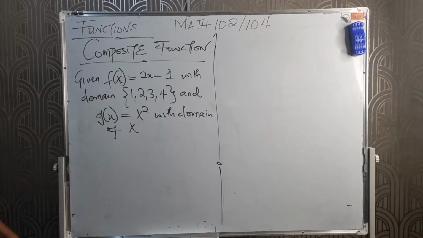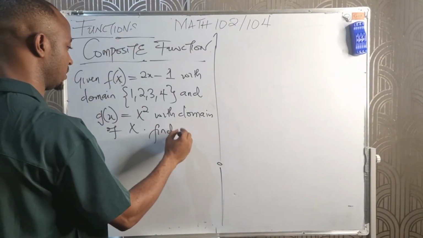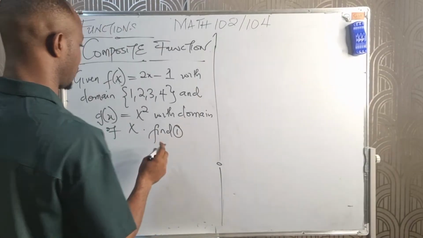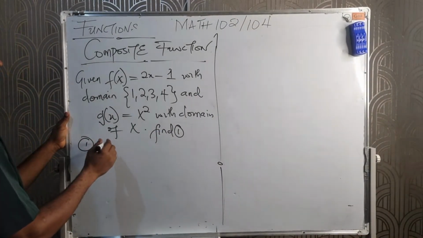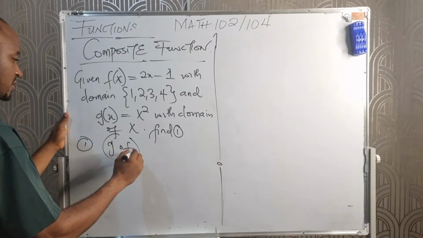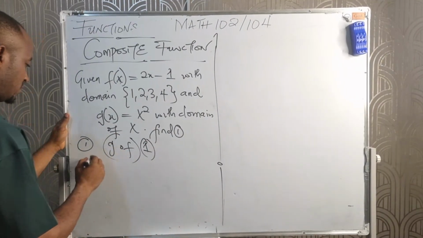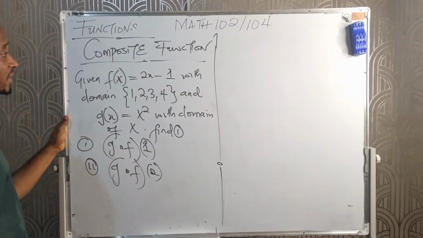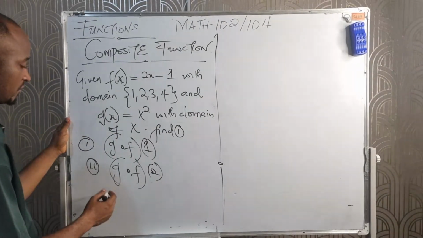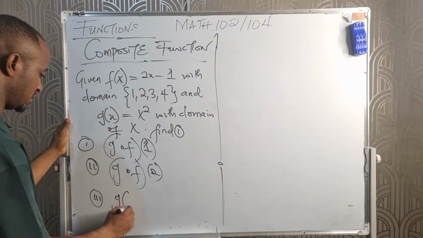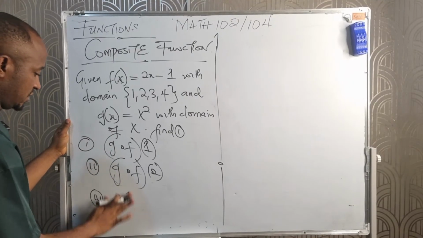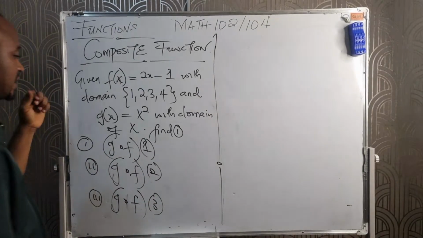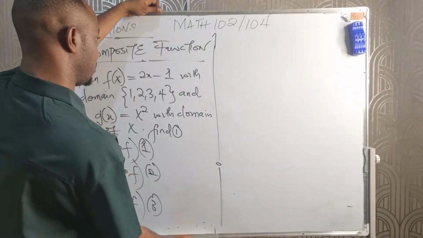And we also find the following. Let me write it down. Number one, g of f of 1. Number 2, g of f of 2. Number 3, g of f of 3. Okay, let's look at this diagram first. Let's analyze our diagram, then we'll proceed from there.